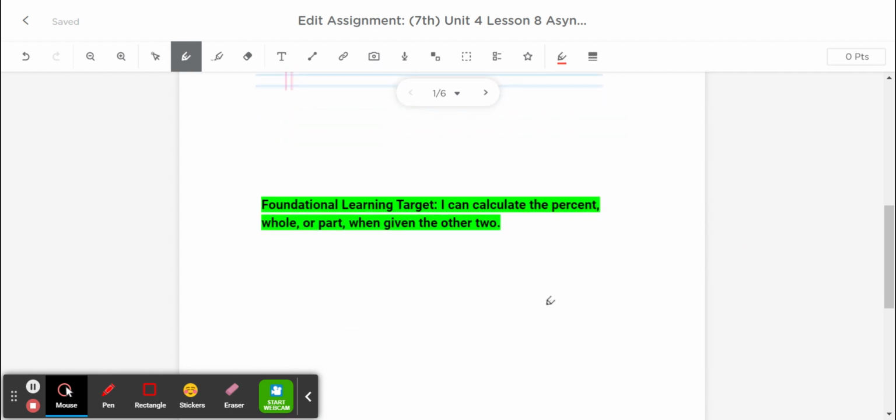This week's foundational learning target is I can calculate the percent, whole, or part when given the other two. We've got that foundational learning target quiz coming up tomorrow, so please make sure that you're studied, and if you have questions, you're sending me an email.